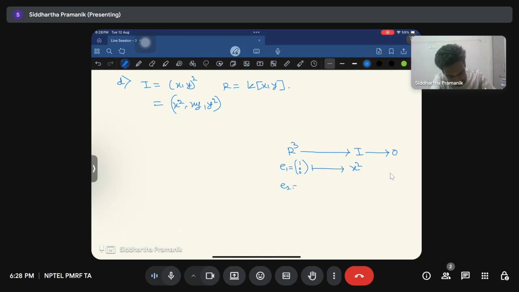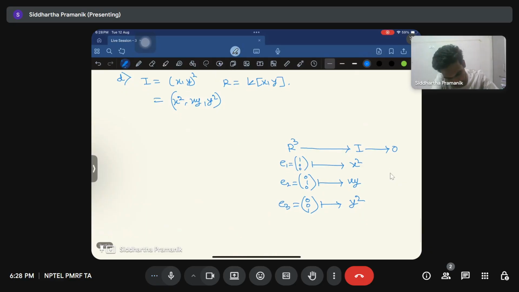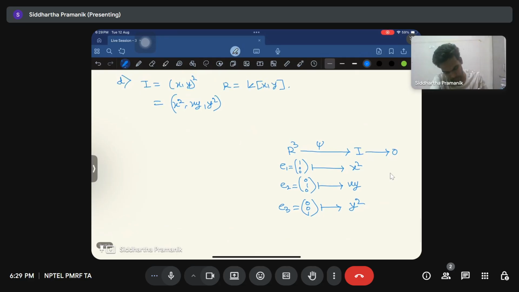Let's take the second standard basis vector 0 1 0. I will map it to the second generator xy, and the third standard vector 0 0 1 to y square. So now we need to find the kernel of this map. Let's call it xi for now. We need to find the kernel of xi, which will be a submodule of this.